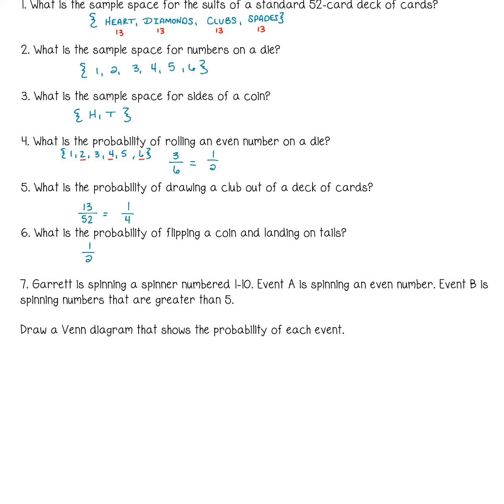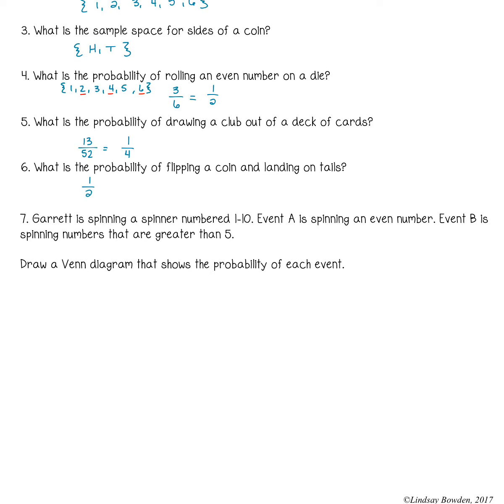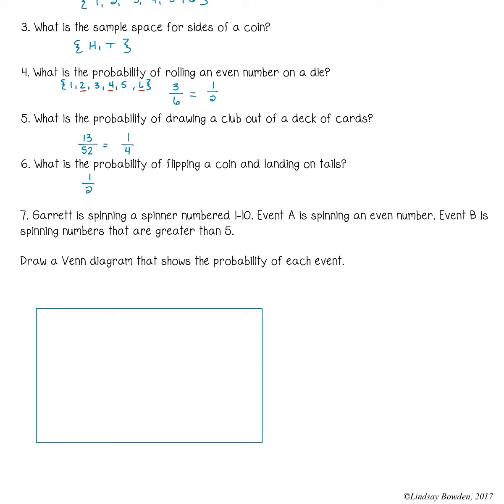Garrett is spinning a spinner, number 1 through 10. He's got A, even number, B, greater than 5. Draw a Venn diagram that gives me the probability of each event. Oops, don't break that, Sean. So we've got our handy dandy Venn diagram. So, universal set, 1 through 10.